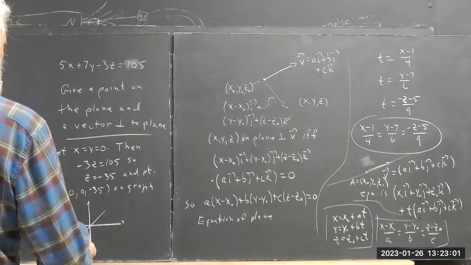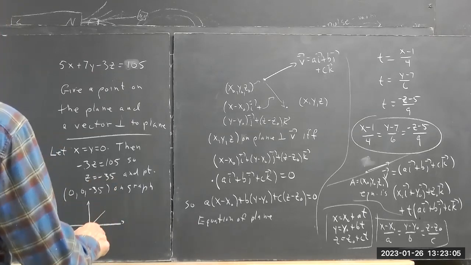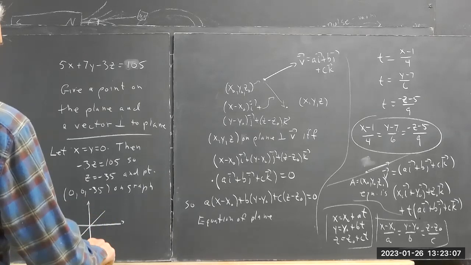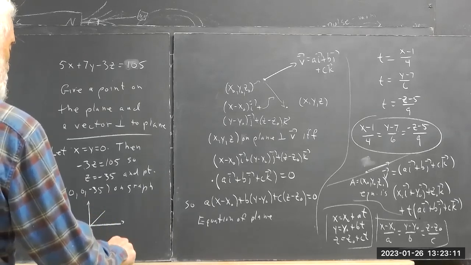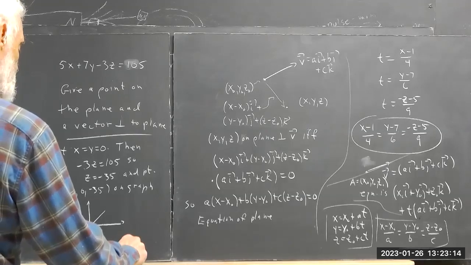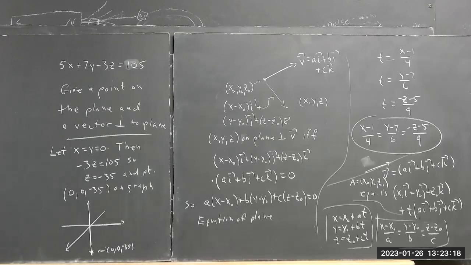Locate that point. I got 35, that's pretty low, so we'll put that way down here. Okay, so here's 0, 0, negative 35. That was easy. Something there, I don't know what it is.